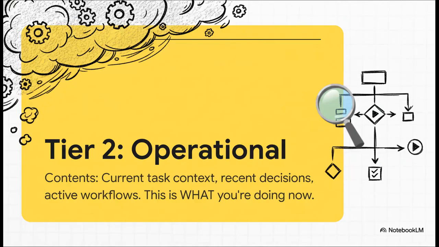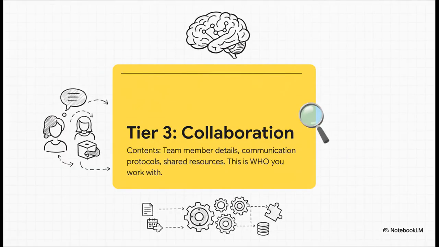Next up is Tier 2, operational memory. This is my short-term brain, my mental workbench. It holds all the context for the specific thing I'm working on right this second. All the recent decisions, the active workflows. It's super dynamic and gets swapped out with every new job. Now, Tier 3 is all about playing well with others. This is my collaboration layer, and it's loaded on demand. So whenever I need to sync up with my human teammates, this tier gives me everything I need. Who they are, how we talk to each other, what tools we share. It's how I plug into the team.